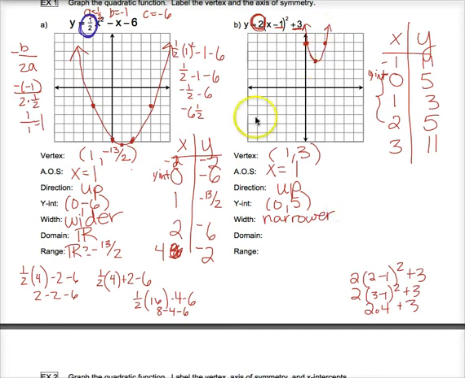My domain, x can be anything, so all reals. My range, my y values, they start here at the vertex. The y value there is 3, and they are getting bigger. So all reals greater than or equal to 3.